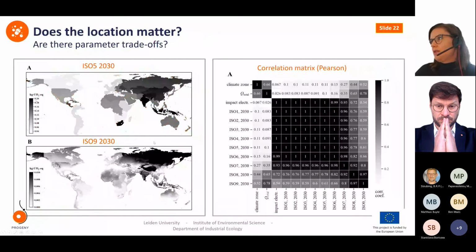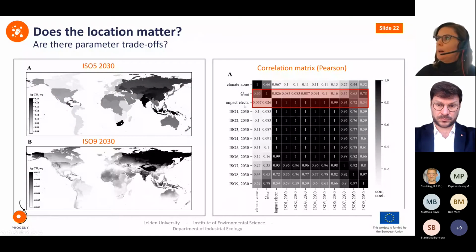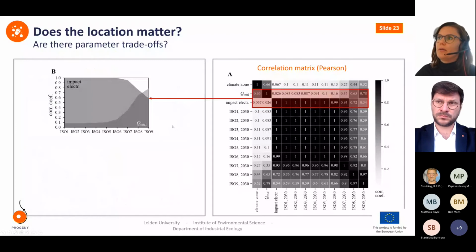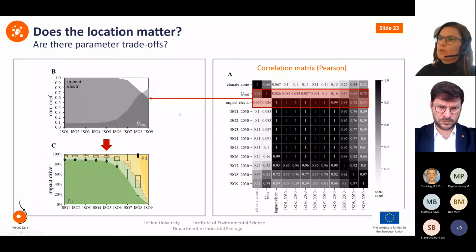So for that, we took a look at the correlation matrix of the different parameters, and we could already see that the energy demand correlates with the impact of electricity from the different regional mixes. This is the same result, just a bit more visual. So there is sort of a trade-off in the correlation map. So this is a different way to show it.